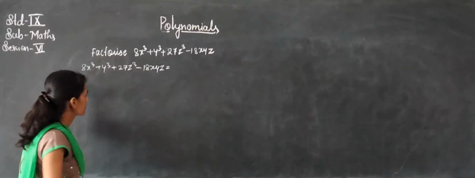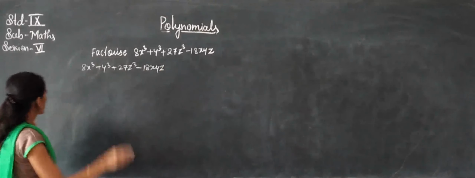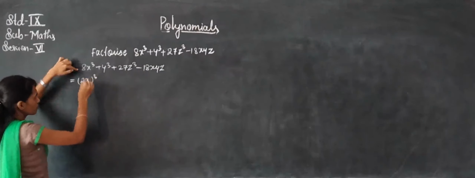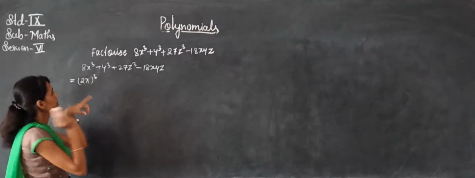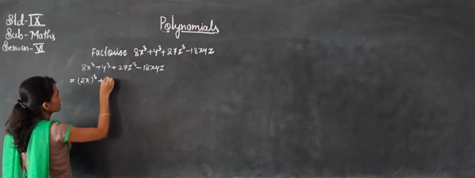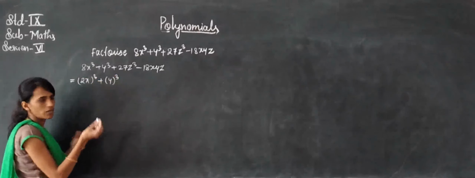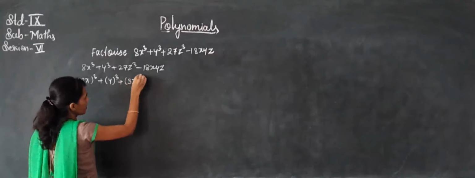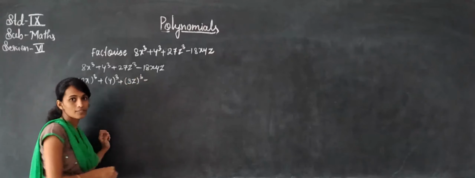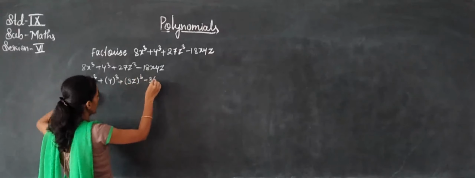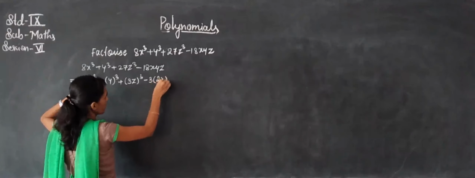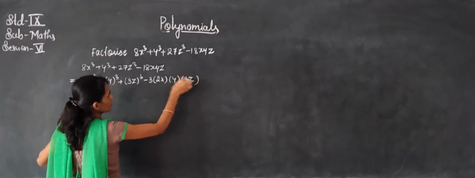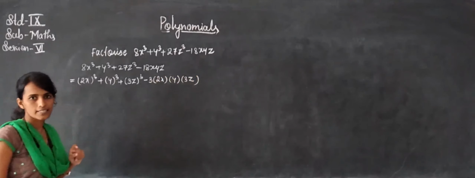So here we can write it like this. 8x cube we can write as (2x) cube, since 8 is 2 cubed. Then y cube we can write as 1 into y cube. Plus 27 z cube we can write as (3z) cube, minus 18xyz, that is 3 into 2x into y into 3z. This is the identity pattern.